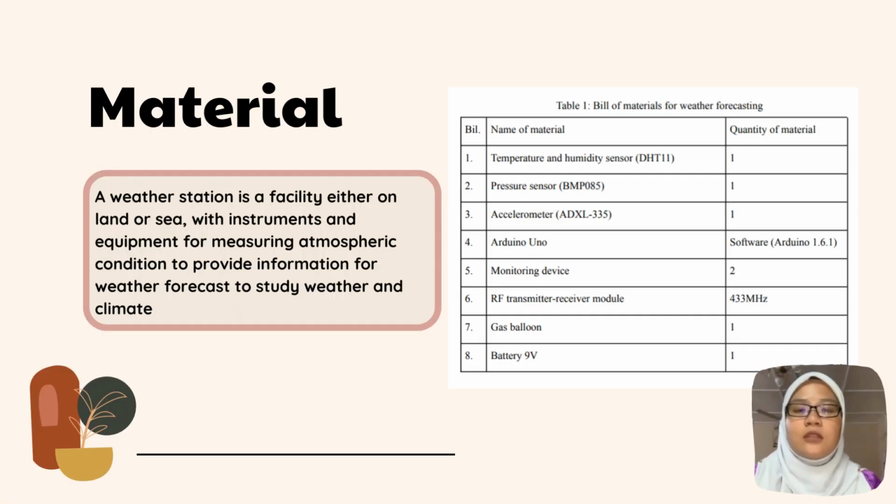Next, we have material. A weather station is a facility, either on land or sea, with instruments and equipment for measuring atmospheric conditions, to provide information for weather forecasts, and to study weather and climate. And then here we have Table 1, bill of materials for weather forecasting. First, we have temperature and humidity sensor, DHT11. And then we have pressure sensor, BMP085. Accelerometer ADXL335, Arduino Uno, monitoring device, RF transmitter and receiver module, gas balloon and 9-volt battery.